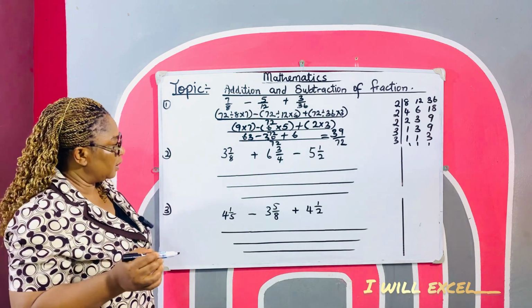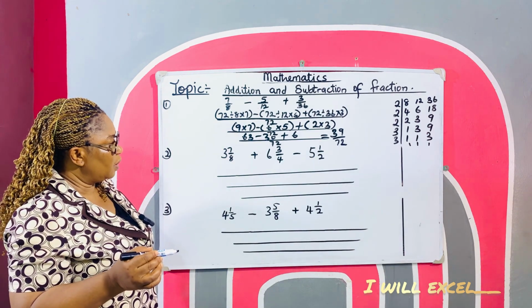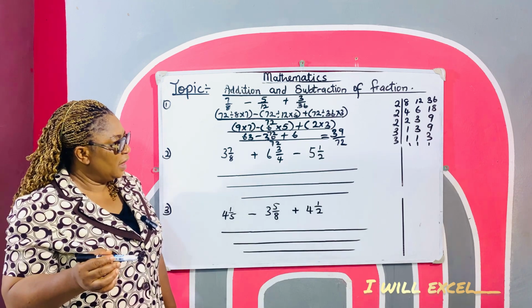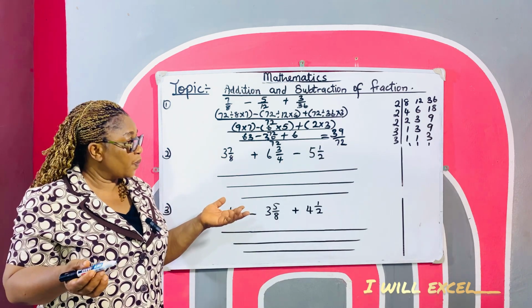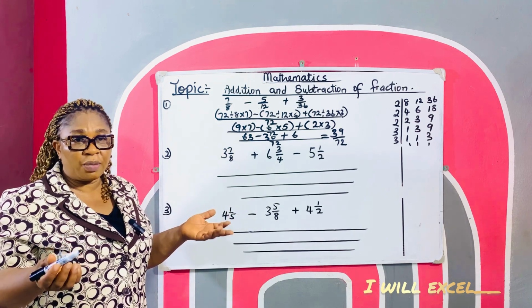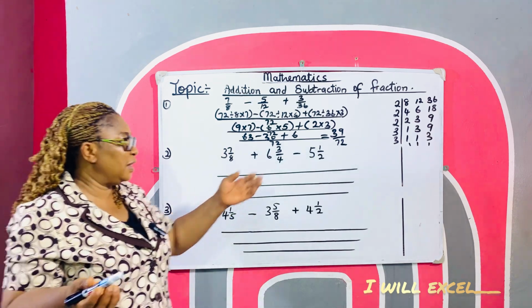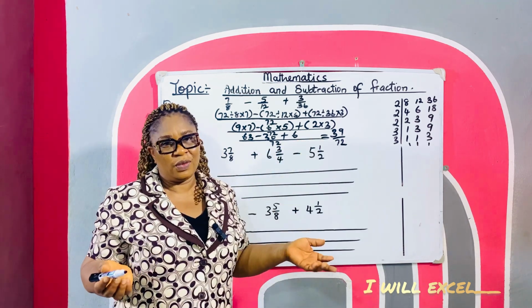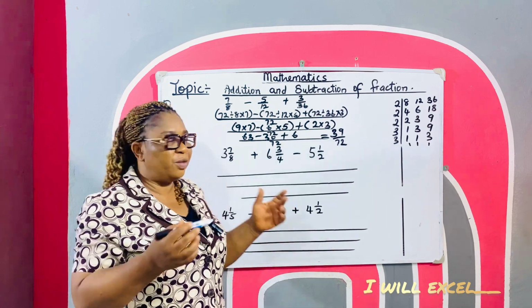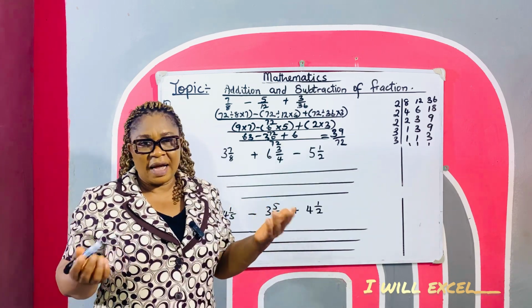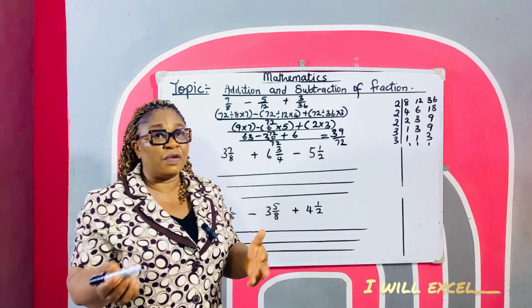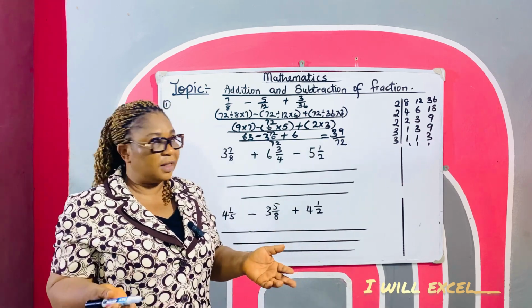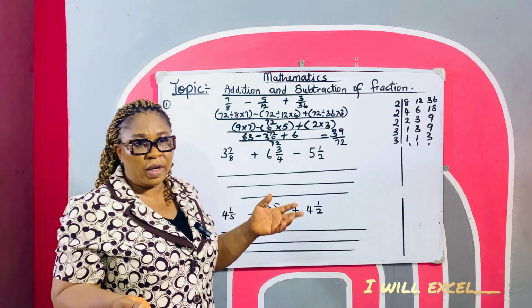Then you look at it. You don't leave your answer like this. You check. Is there anything that will divide up and divide down? Because when you get to the options in the answers, you might not see 39 over 72. You always reduce it and write the correct answer. You will be looking for the option in the answer and you will not get it. So we're going to reduce it to its lowest terms.